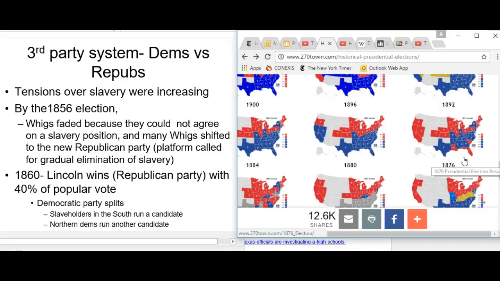The candidate that ran in 1876 for the Republican Party pledged that he would end the policy of Reconstruction if Southern states would vote for him. And so two of the states, South Carolina and Louisiana, gave him some of their Electoral College votes in exchange for this promise that he would end Reconstruction. So he did. They ended Reconstruction.